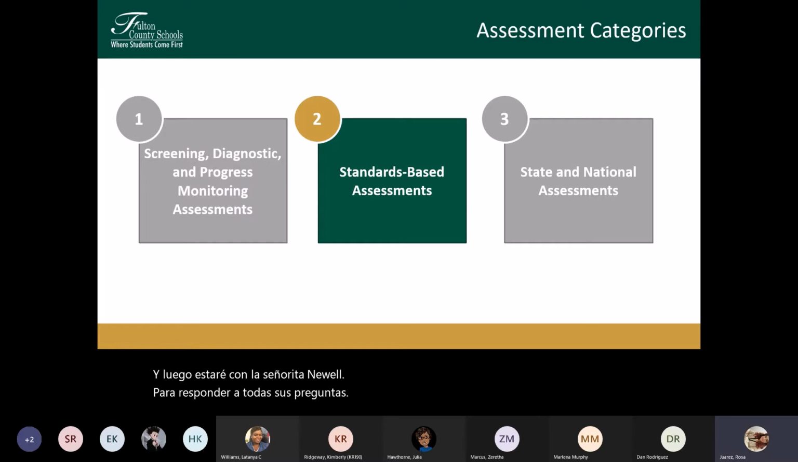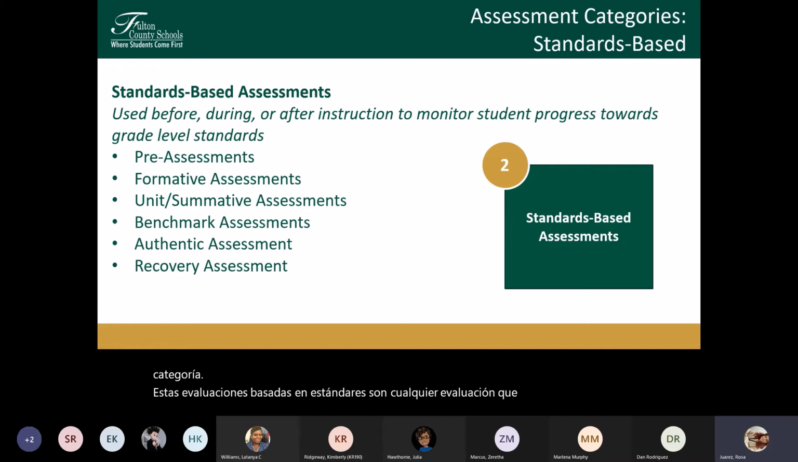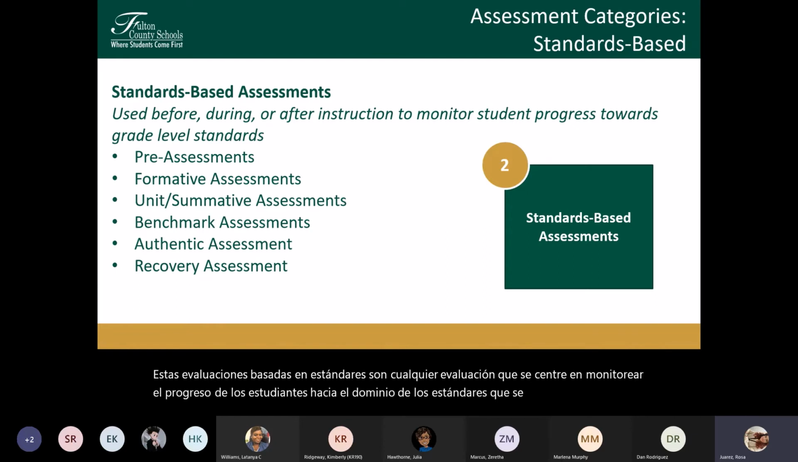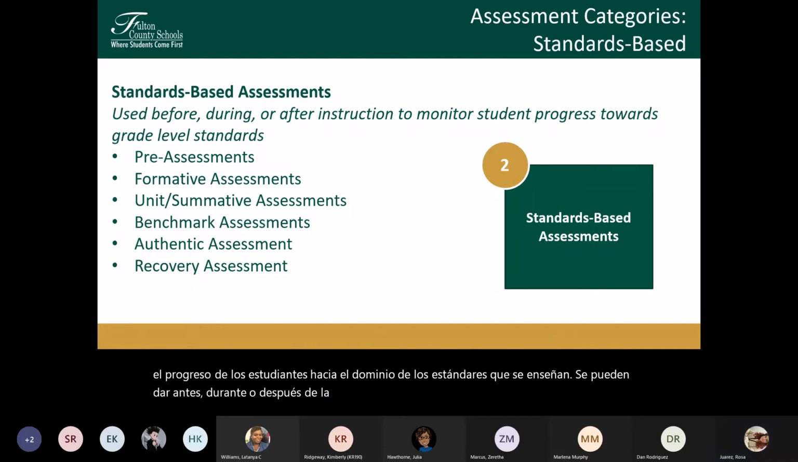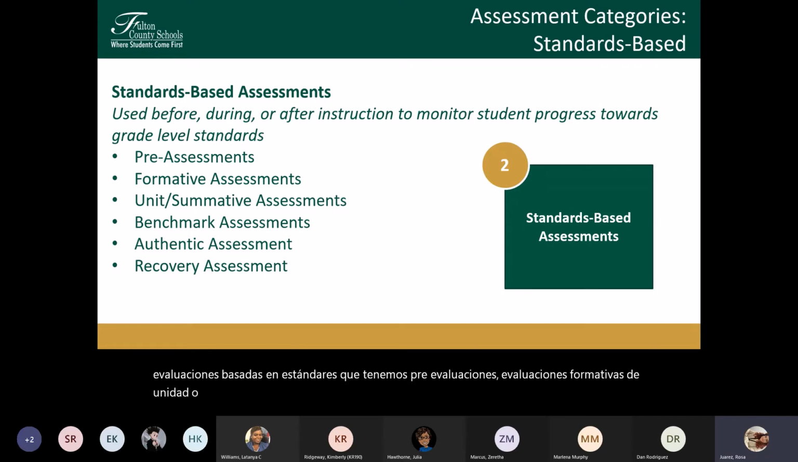All right, so moving on, we're going to look at the second category, standards-based assessments. These standards-based assessments are any assessments that are focused on monitoring student progress towards mastery of the standards that are being taught. They can be given before, during, or after instruction. Here you can see some of the types of standards-based assessments. We have pre-assessments, formative assessments, unit or summative assessments, benchmark assessments, authentic assessments, and recovery assessments.